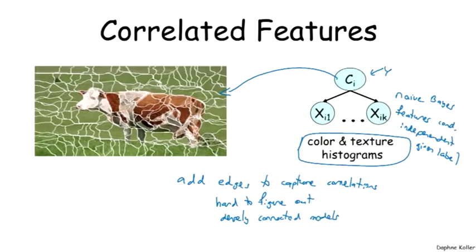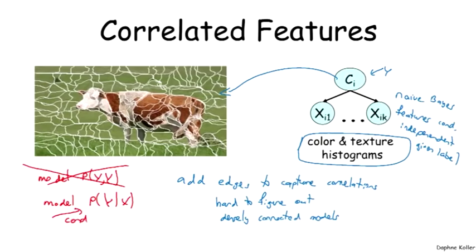So I've reformulated my problem. Instead of modeling the joint distribution of X and Y together, I'm going to model a conditional distribution of Y given X, where I'm not trying to capture the distribution over X. Now, if I'm not trying to capture the distribution over X, then I don't really care about the correlations between them. And we'll see that a little bit more clearly when we look at an example in a bit.